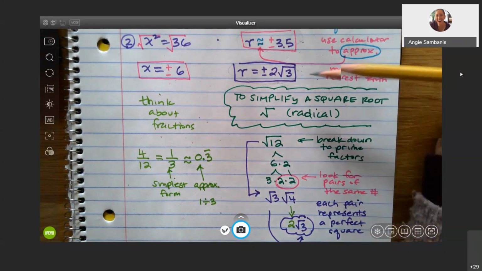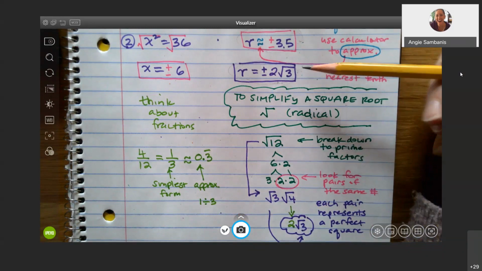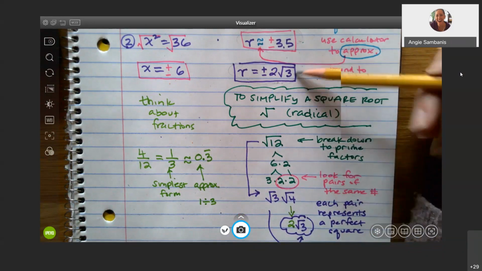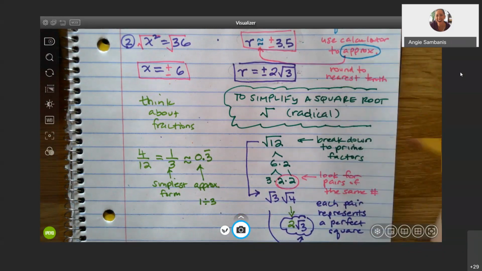I want you to practice. I want you to try, but we're not going to be quizzed on this yet. Eventually, we might get there. We're going to see how it goes. But you should definitely be able to get the approximate because all you're doing is using your calculator.